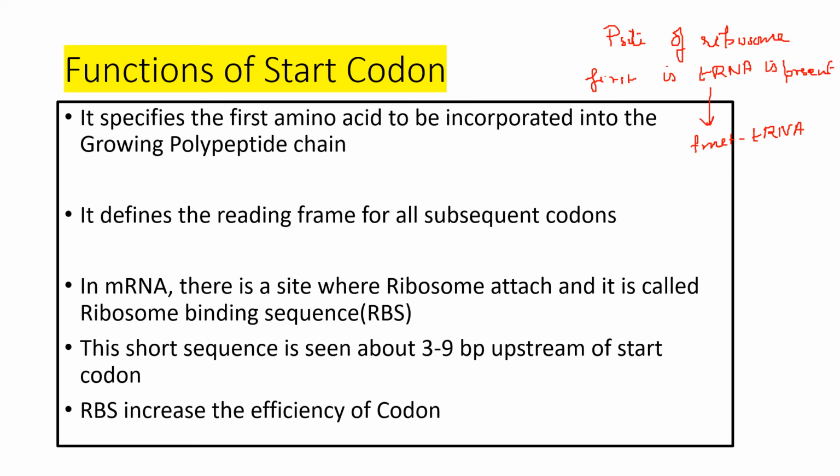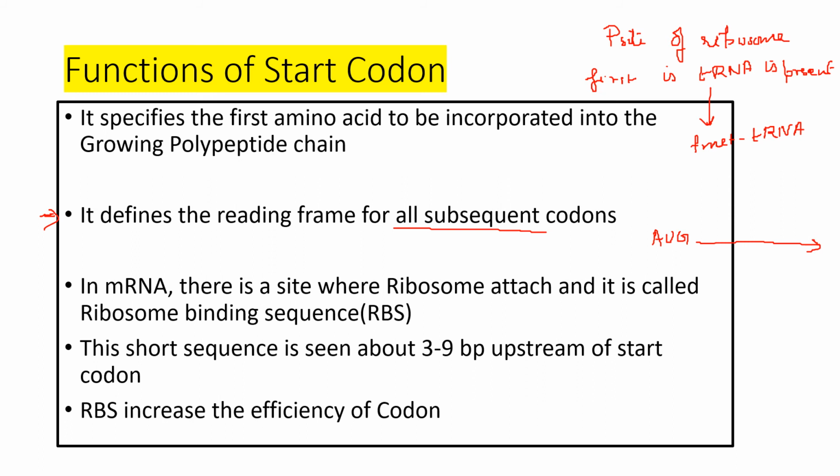And the second function of the start codon is that it defines the reading frame for all subsequent codons. So if we identify the first codon, then we can translate the other codons into amino acids also. That is, it will provide an open reading frame.